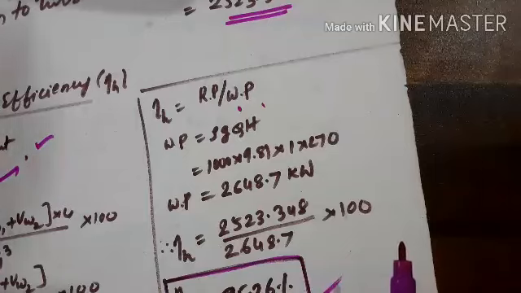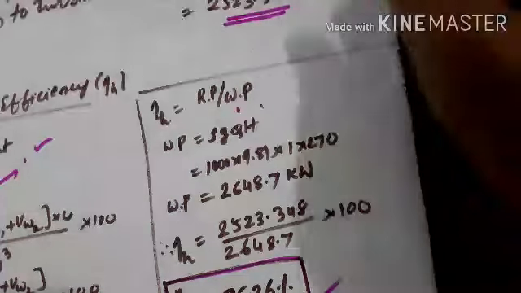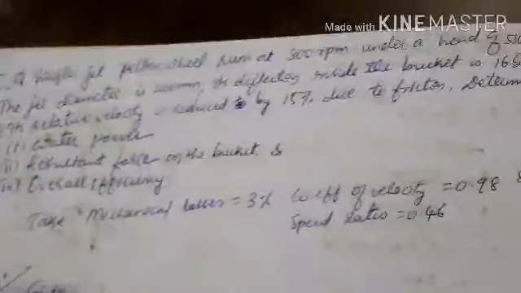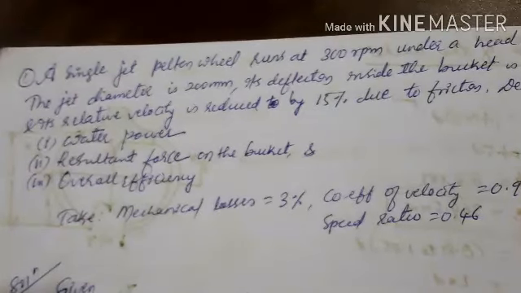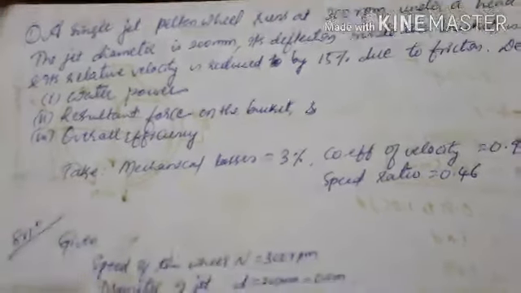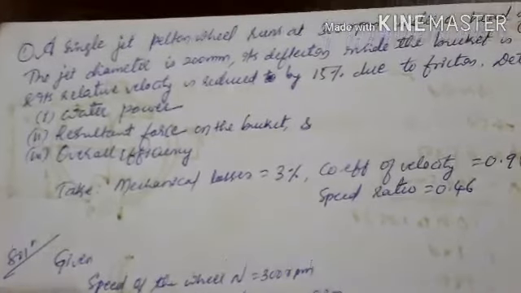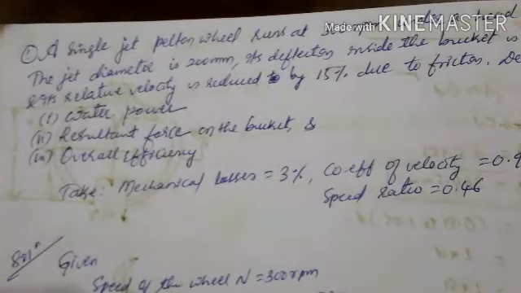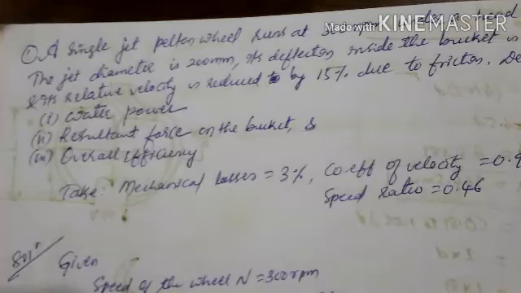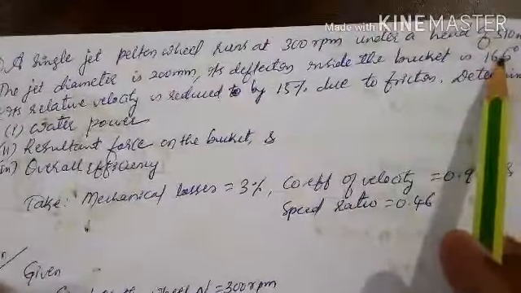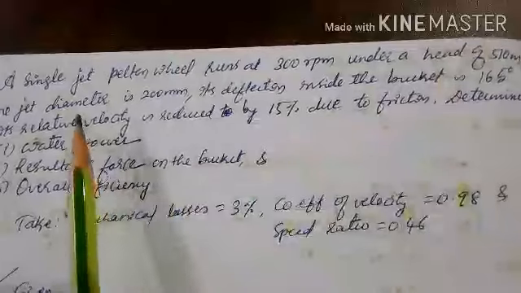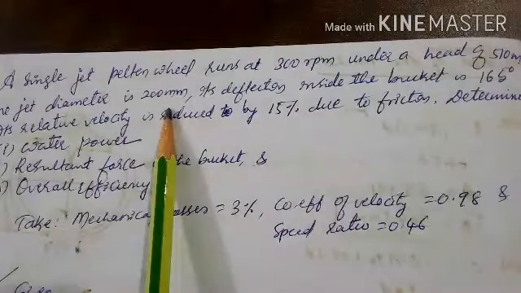We'll take one more problem of a different type. So the next problem will be, let us take this problem. A single jet of a Pelton wheel runs at 300 rpm, under a head of 510 meter. The jet diameter is 200 millimeter.